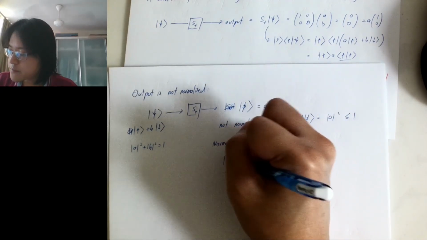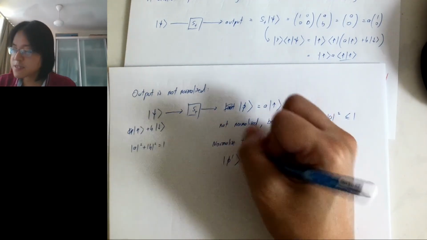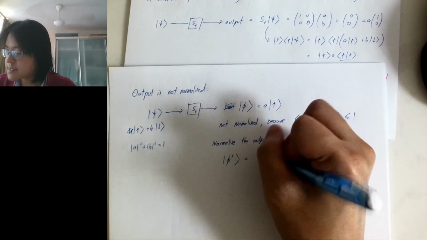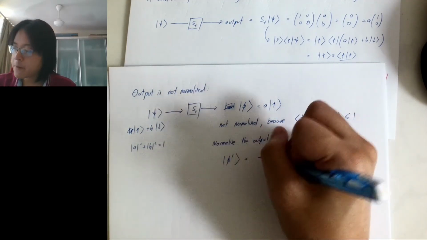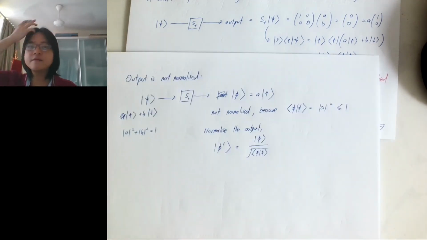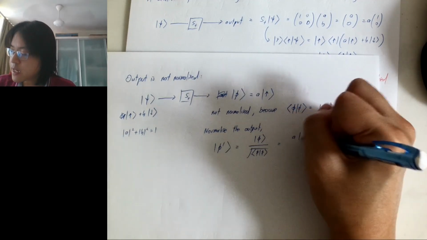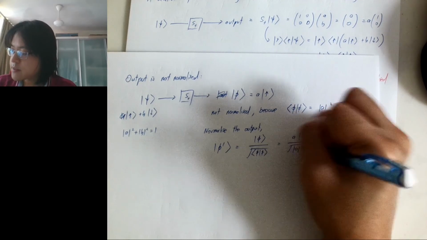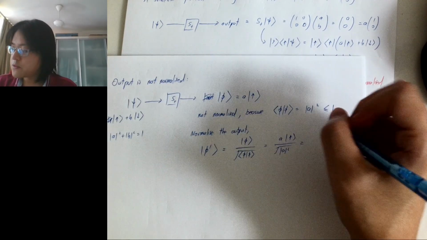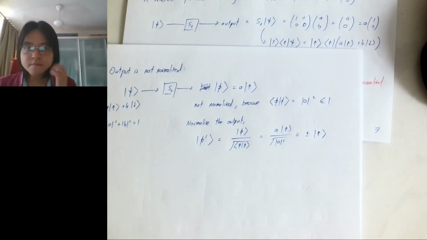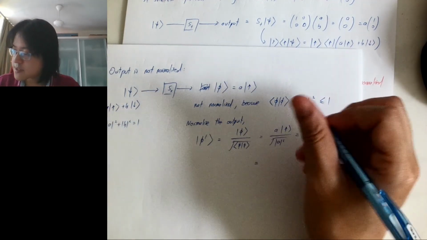Remember the normalization procedure. I just take my original vector that is not normalized and divide it by the norm. So phi divided by the norm of phi will give me the normalization. This was A up, and then divided by mod A, so you get plus or minus up. Right, so it's actually up to a phase because A is a complex number.